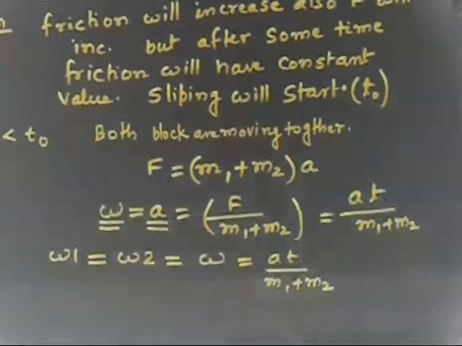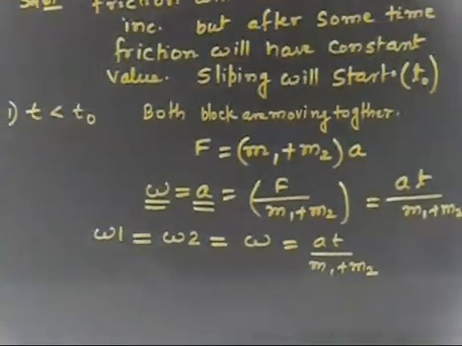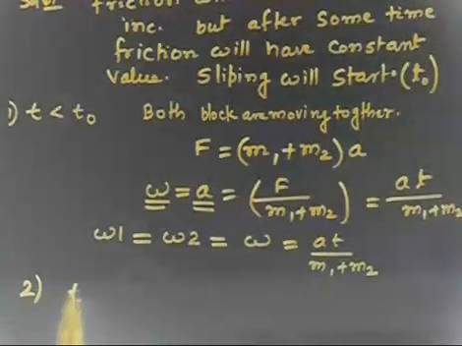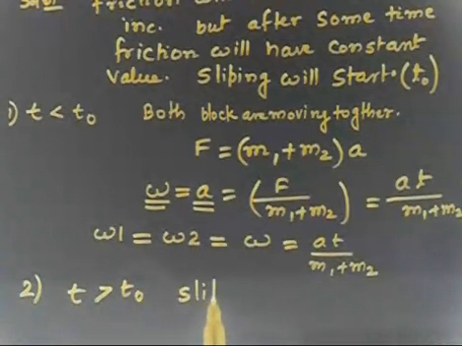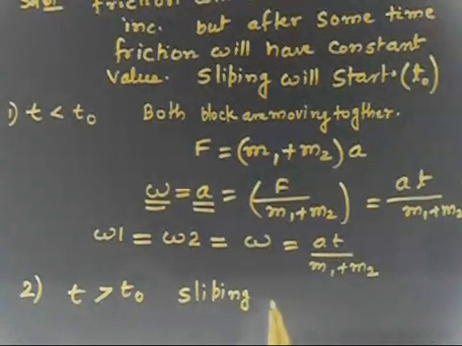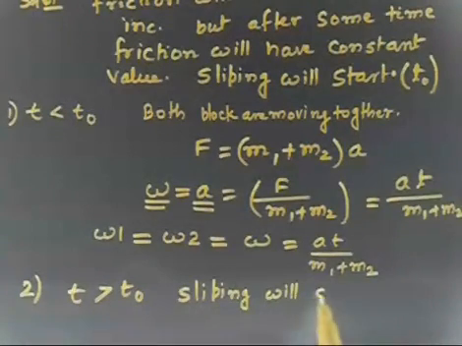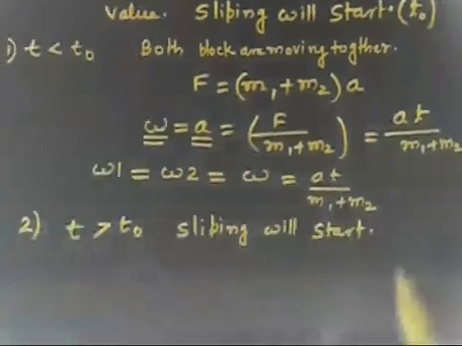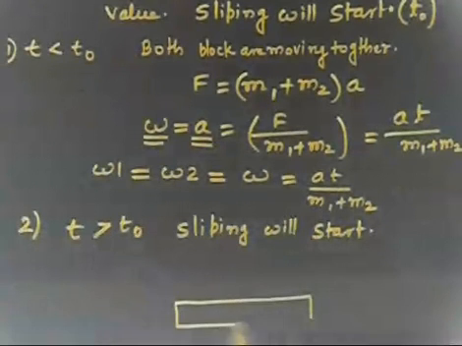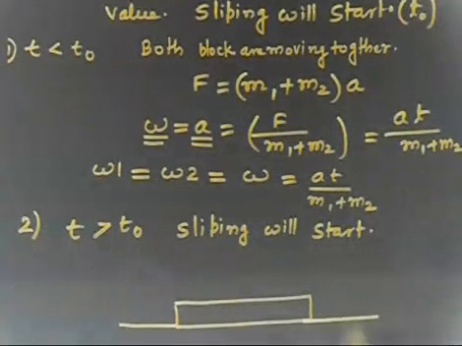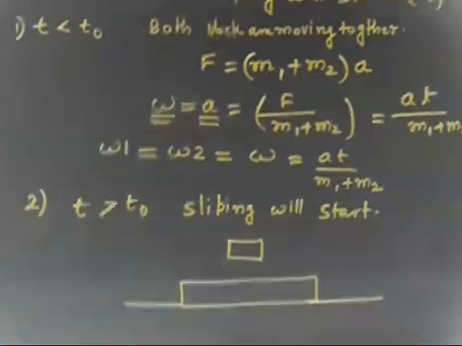So up to this point of time there is no slipping, but after this time slipping will start. Are you getting it or not? So what will happen? If T is greater than T naught, now slipping will start. Basically we can find what the time is. So what will happen now? You have this block, and this block and this block will move separately.